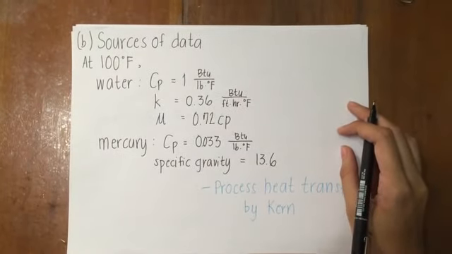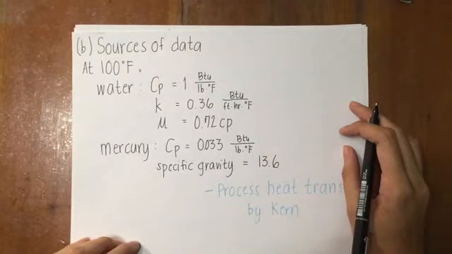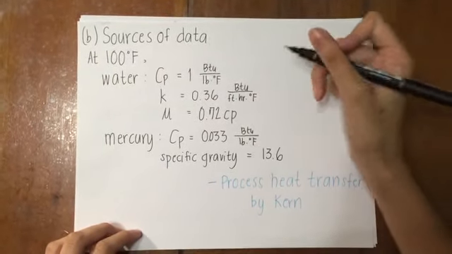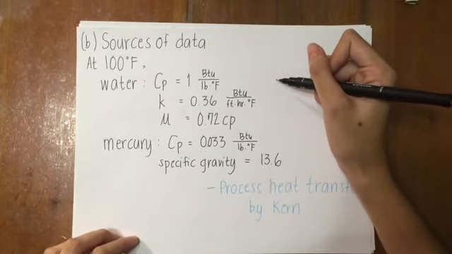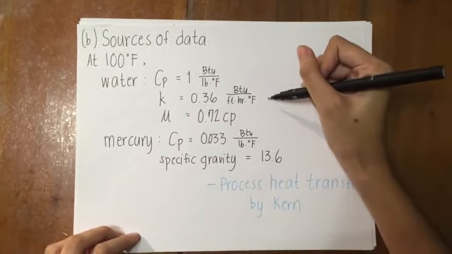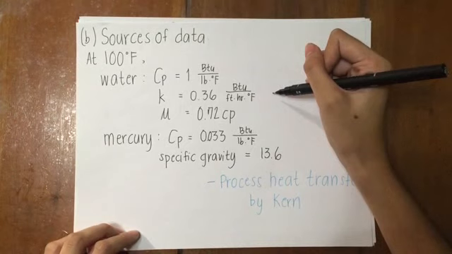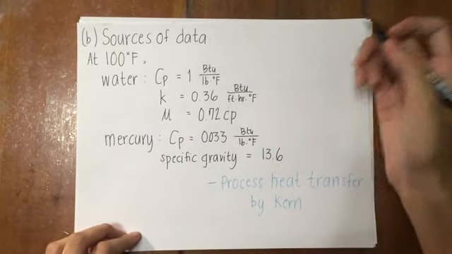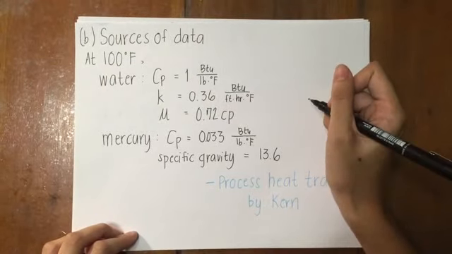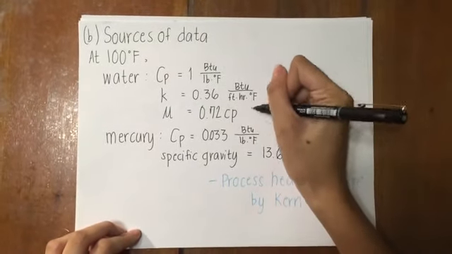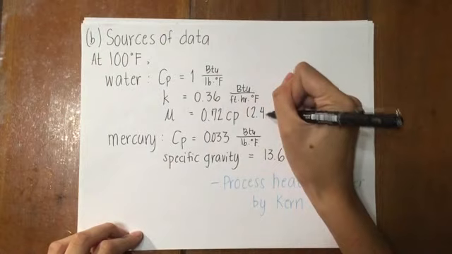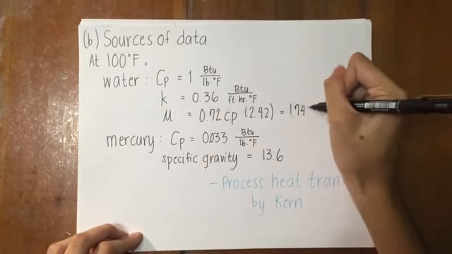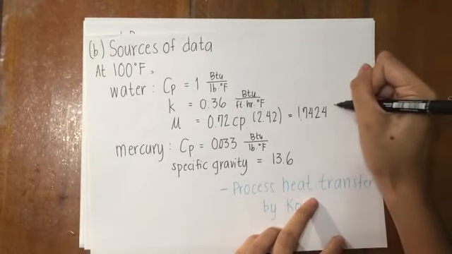To solve for the time constant, the following data will be used. For the water at 100 degrees Fahrenheit, the Cp will be 1 BTU per Lb degrees Fahrenheit, the K will be 0.36 BTU per feet hour degrees Fahrenheit, and the viscosity is 0.72 centipoise, which we will convert into Lb per feet hour. So we will multiply this with 2.42. This will be equivalent to 1.7424 Lb per feet hour.